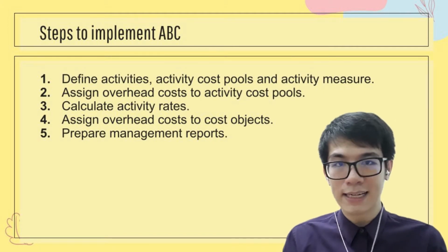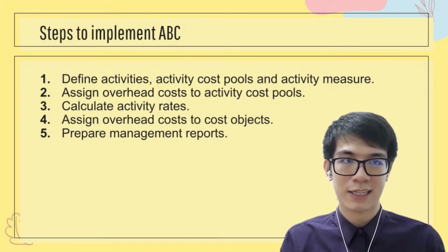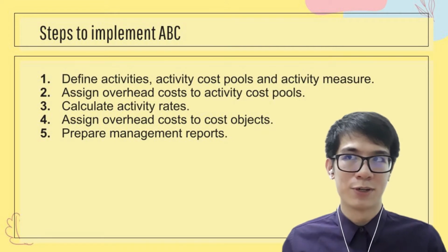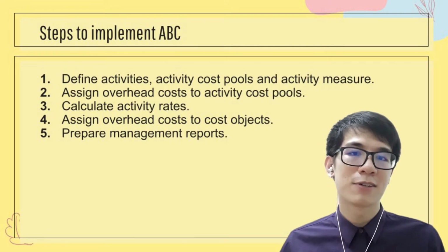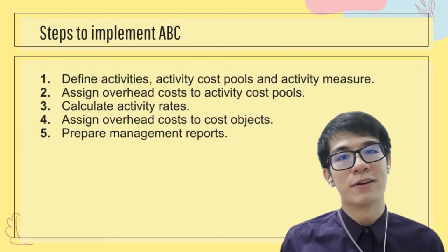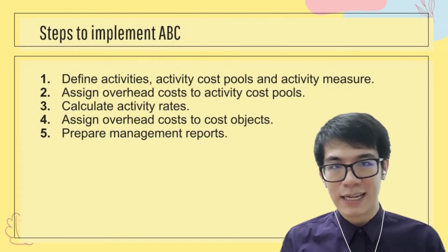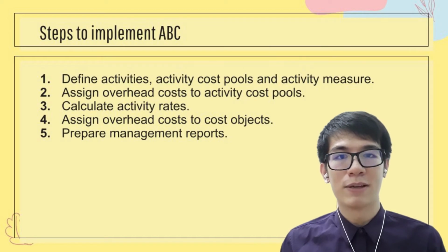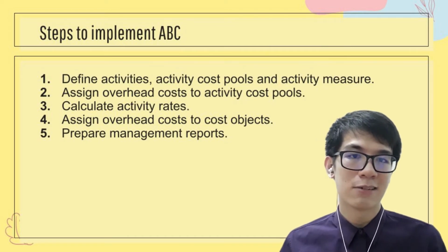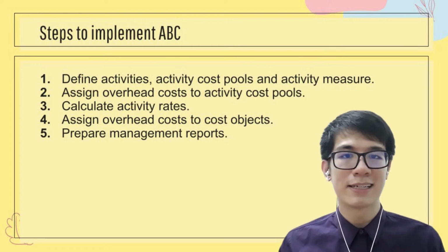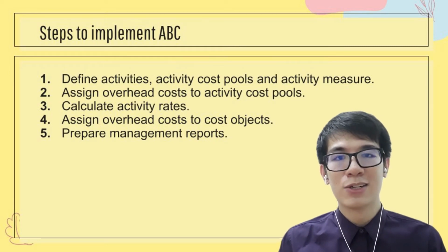Next, we will assign this overhead cost to the cost object. Let's say company A produced 20 product A, and the prime cost for product A is 200 ringgit. So let's say their machining hours is 10. We take 10 ringgit times 10, we get 100 ringgit. And then their inspection hours is 10. We take 10 ringgit times 10, we get 100 ringgit.